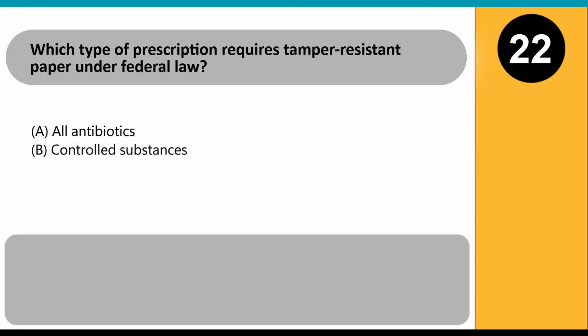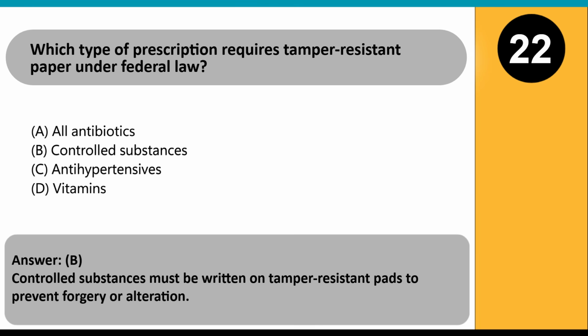Which type of prescription requires tamper-resistant paper under federal law? A. All antibiotics. B. Controlled substances. C. Antihypertensives. D. Vitamins. Answer B. Controlled substances must be written on tamper-resistant pads to prevent forgery or alteration.